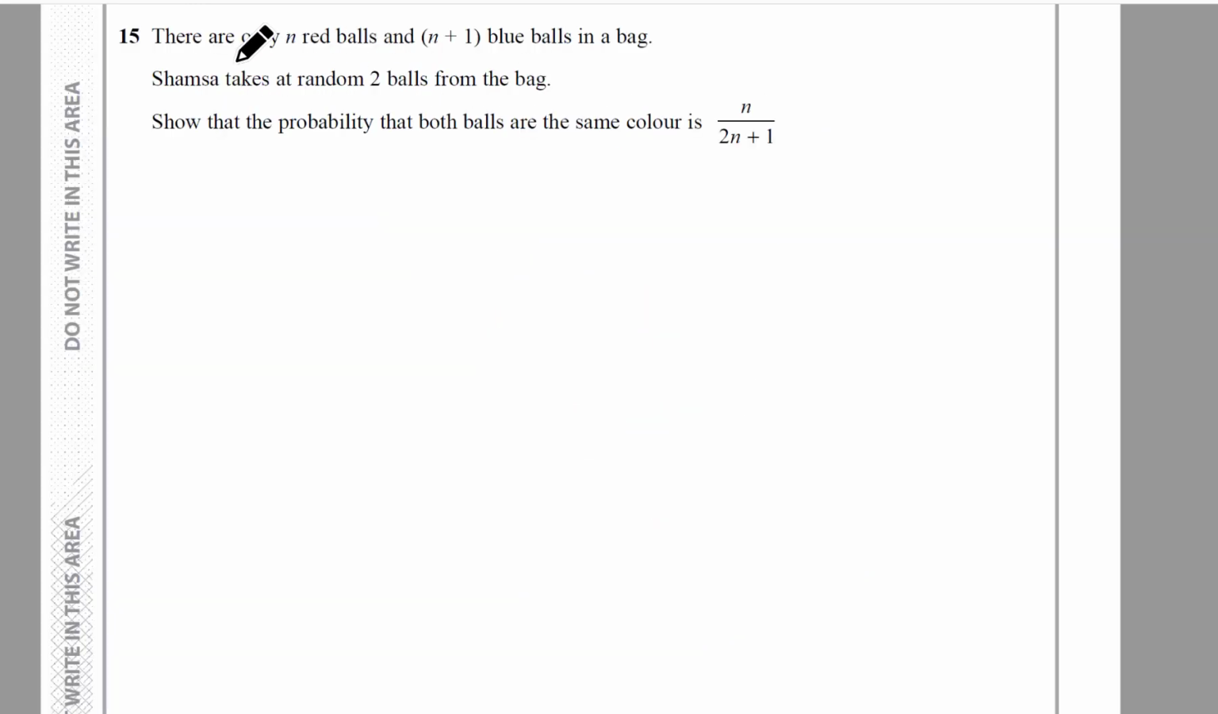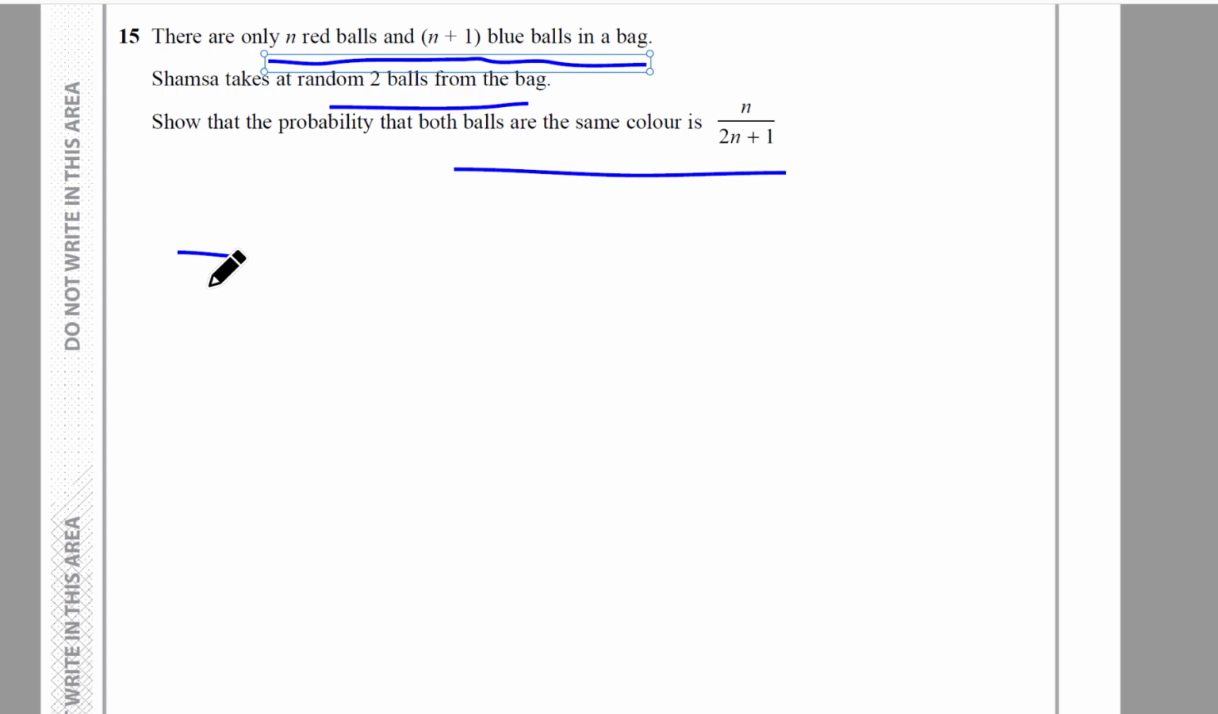Right, we have this probability question related to algebra. And if we know how to do this and apply algebra skills, it shouldn't be too difficult. Shanza takes 2 balls from the bag, show that the probability of both balls being the same colour is n over 2n plus 1. Right, so first thing we know is the total number of balls in the bag is going to be n plus n plus 1, which is the red and blue balls together. So that's 2n plus 1 in total.